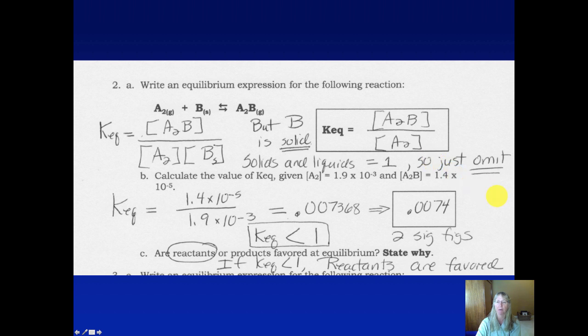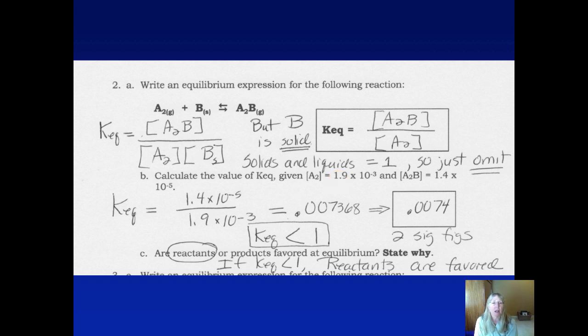Let's follow this problem through to its completion. Now that you have the expression, you substitute in the values for A2 and A2B. A2B is 1.4 times 10 to the minus 5. A2 is 1.9 times 10 to the minus 3. This is the number that falls out of my calculator. I threw in a few digits to show you. You would have needed to round this off to 2 significant figures because the numbers 1.4 and 1.9 have 2 significant digits.